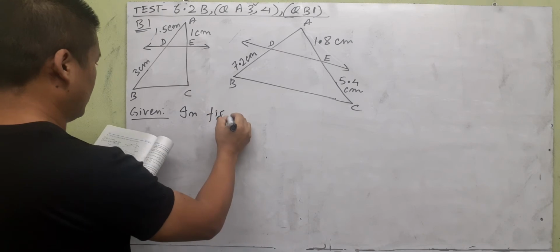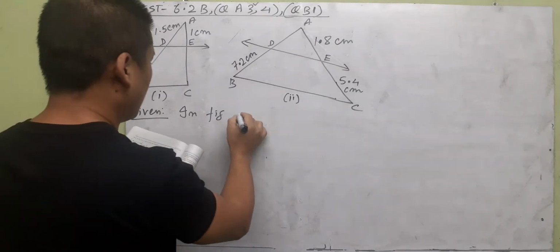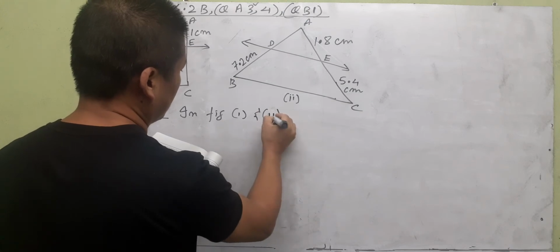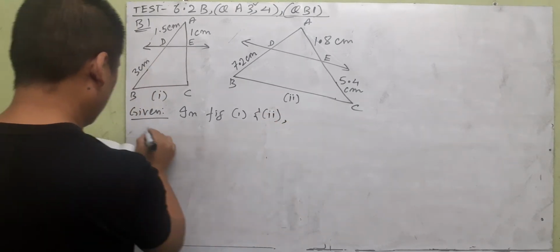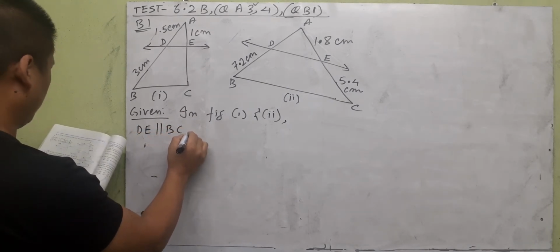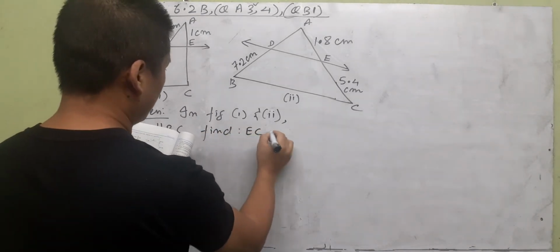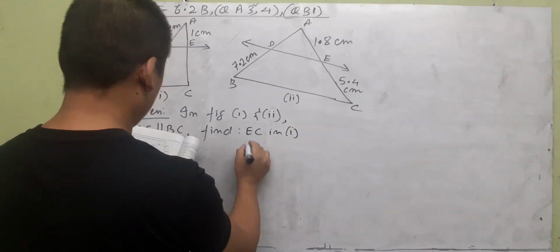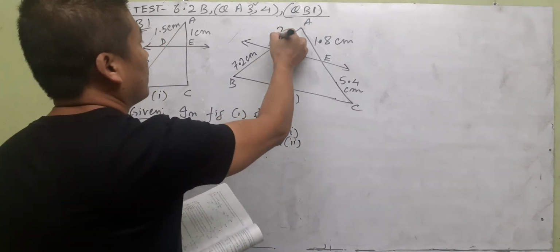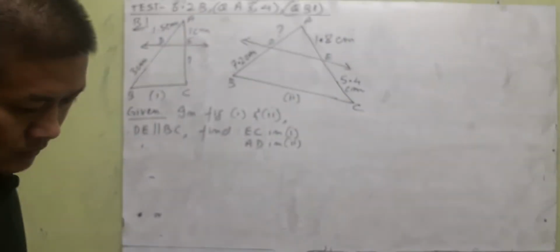Right down here, given to us in figures, this is figure 1 and this is figure 2. In figures 1 and 2, DE is parallel to BC. You have to find EC in figure 1, and then AD in figure 2. So let's take one by one. The rest of the values are given to us.